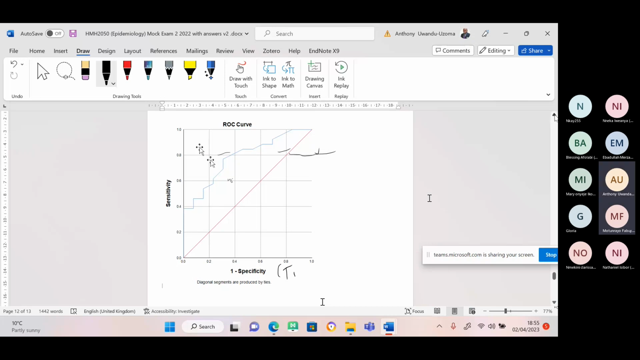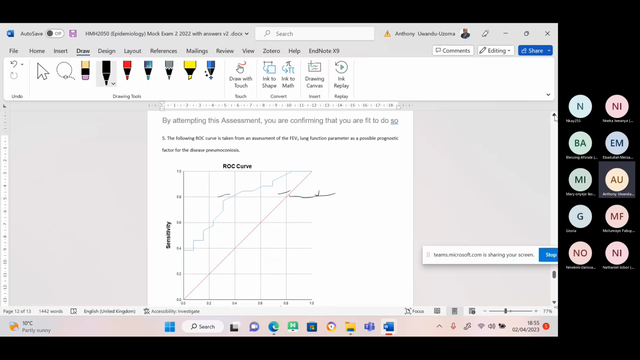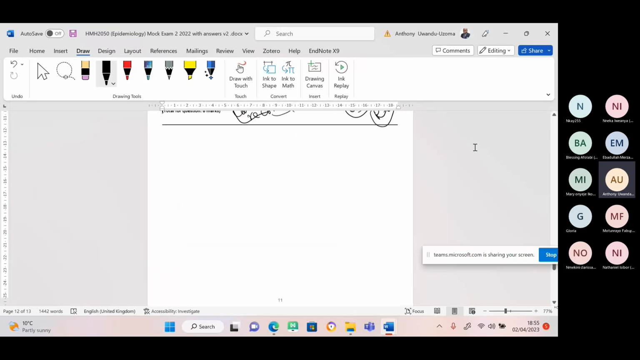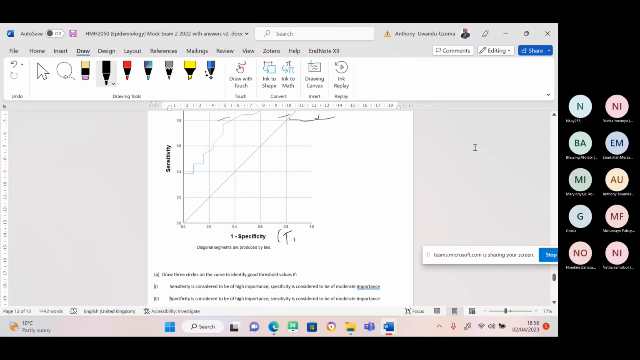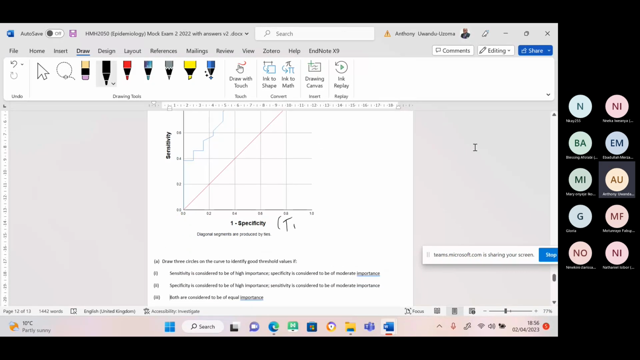Where is the question? The question is this one. The ROC curve is an assessment of the FEV lung function parameter as a prognosis for pneumococcus. So the disease is called pneumococcus. The first question is to draw 3 circles on the curve.